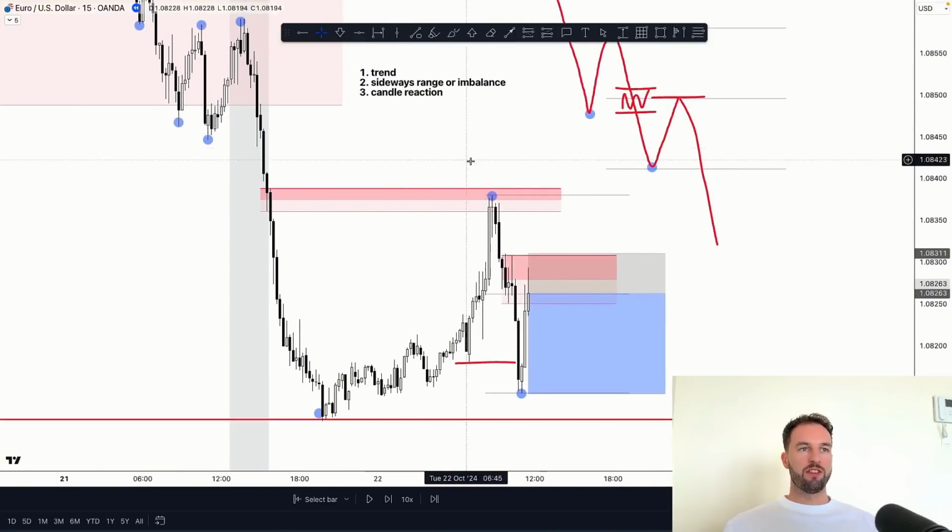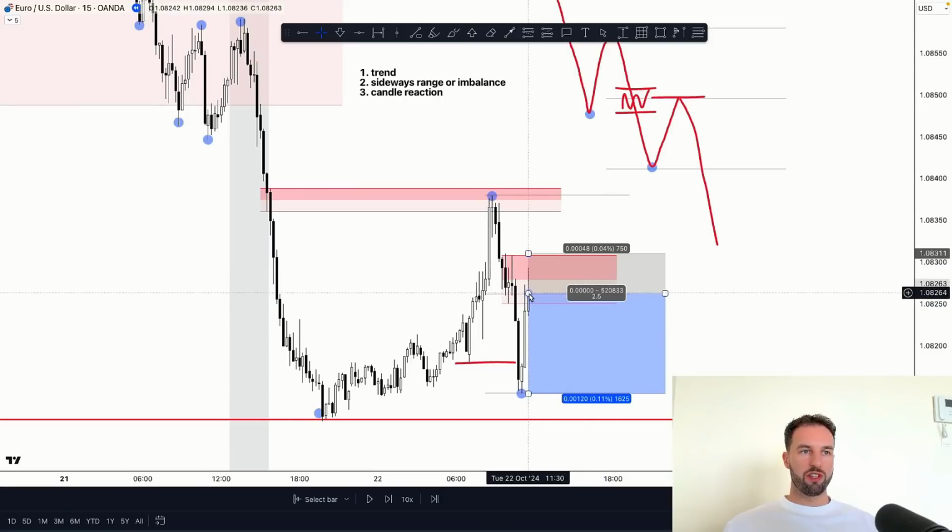So we're using exactly the same rules to get involved in the trade. We've seen a strong rejection of higher prices here. We've waited for it to close. 3 seconds before the close, we execute the trade.